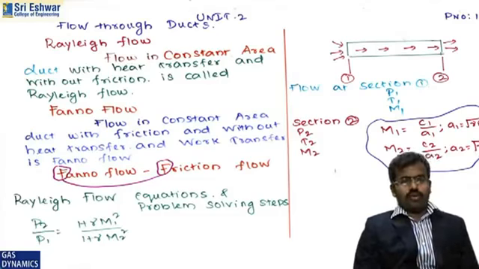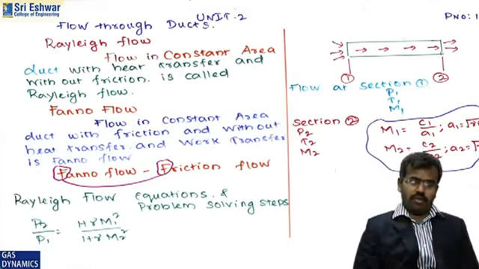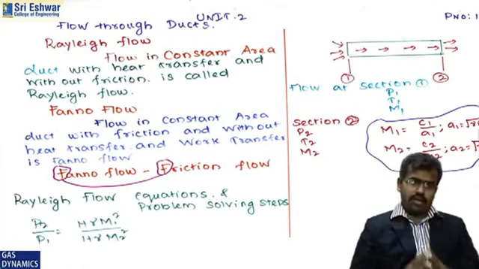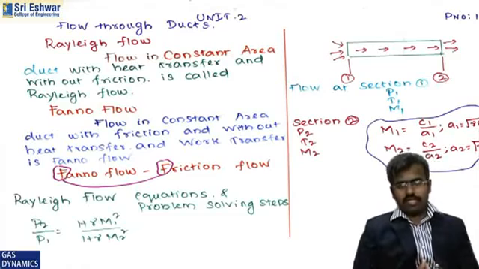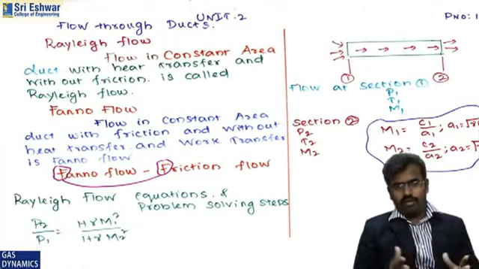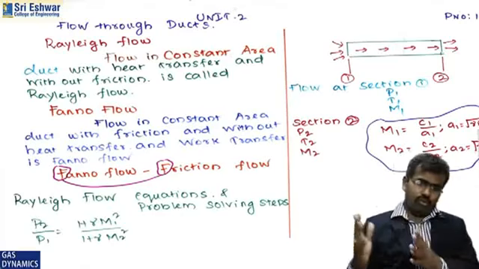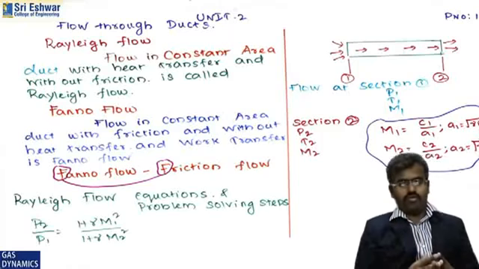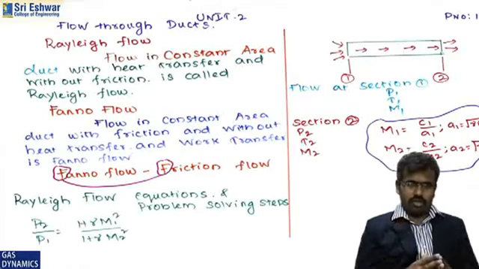Chapter 2 comprises two separate topics, Rayleigh flow and Fano flow. Rayleigh flow is flow through a constant area duct with heat transfer and without friction. Fano flow is also flow through a constant area duct, but with friction and without heat transfer and work transfer. This is called Fano flow. I depicted this picture here.